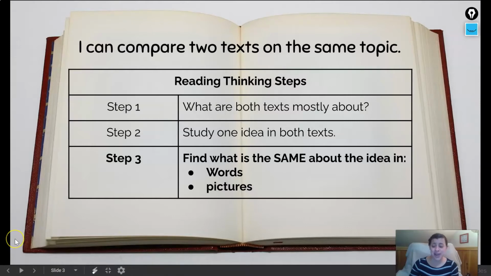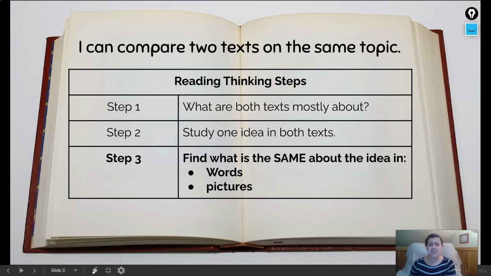Before we start to do that, let's find out what our reading thinking steps are that will get us to our reading thinking job of I can compare two texts on the same topic. When we think about compare, that means we're talking about what's the same about these two texts on the same topic. So our first step is, what are both texts mostly about? That's the first step we need to think about.